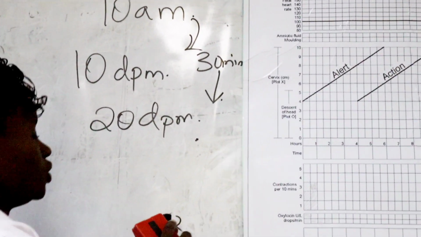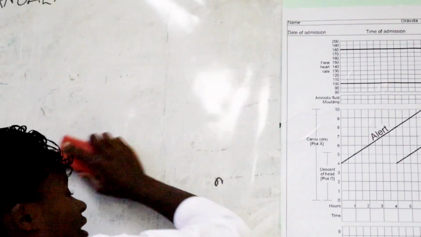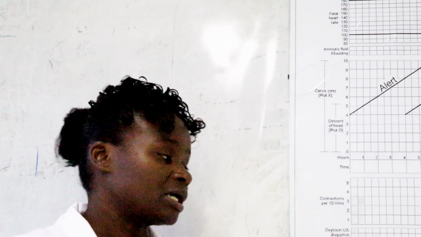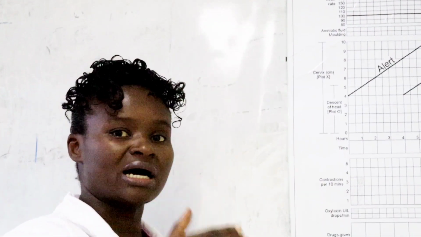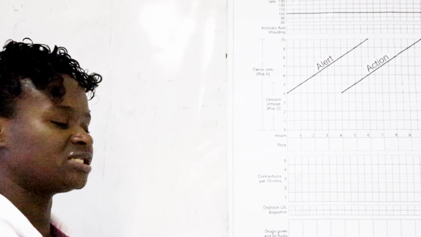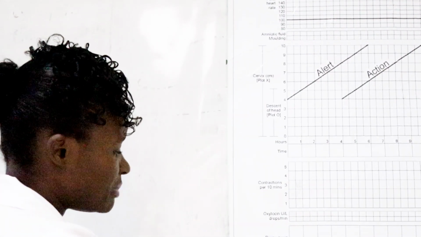So what did we say? For the oxytocin infusion, you start at 10 drops per minute. Most of the time the concentration will start with 5 international units, and then you add the drops 10, 20, 30, 40, and 50. Let me talk about this section.